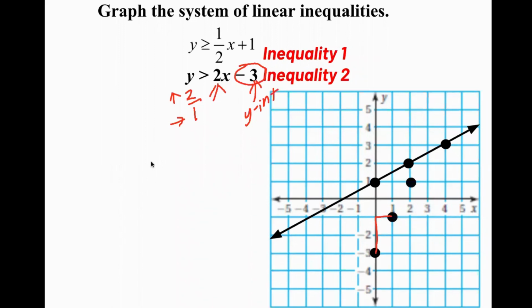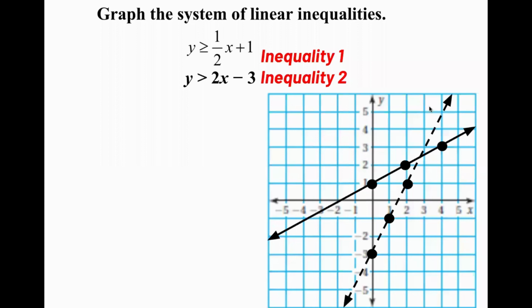You can do a third point if you'd like, and then you're going to use a dashed line since this is greater than. So draw a dashed line through all your points. And now we can shade in our graph.